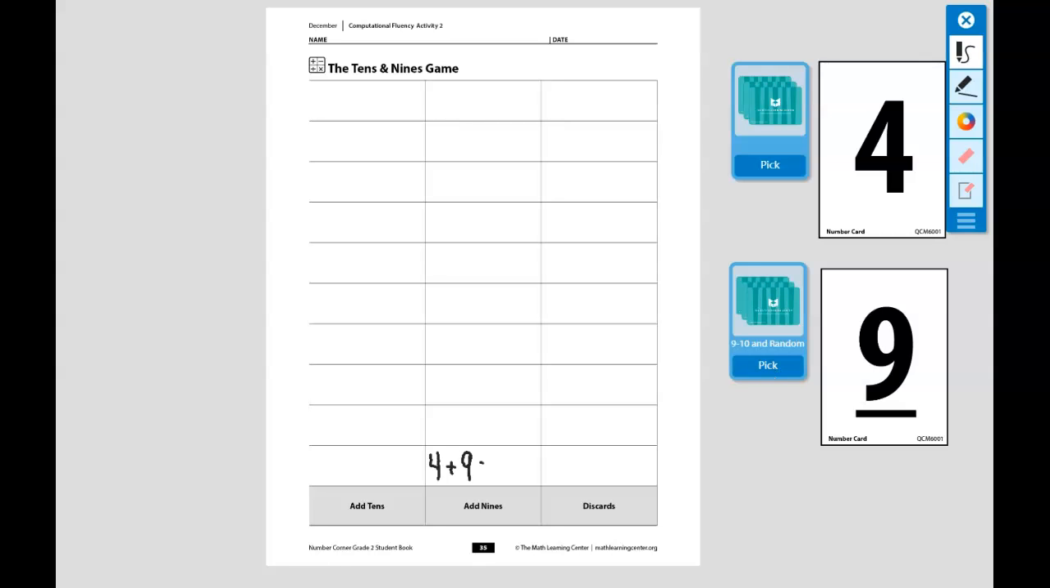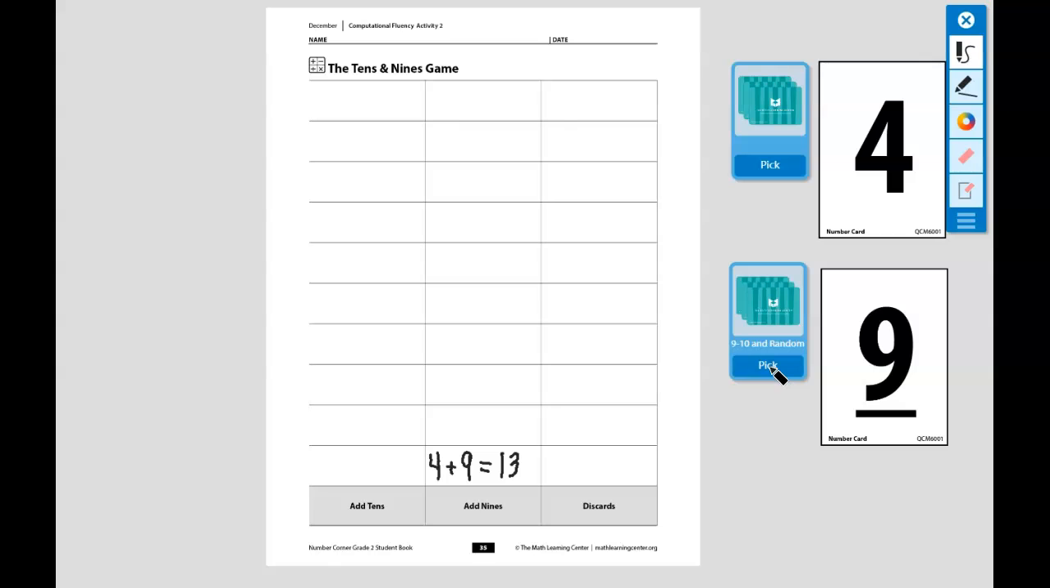Now, I'm going to use what I learned in our last computational fluency lesson and know that if I take 1 away from my 4 and add it to my 9, I make a 10. Then I'll have 3 left, and altogether that's 13. It's kind of like I'm filling up those tens frames in my brain. That was kind of a practice. Let's have our next pick.